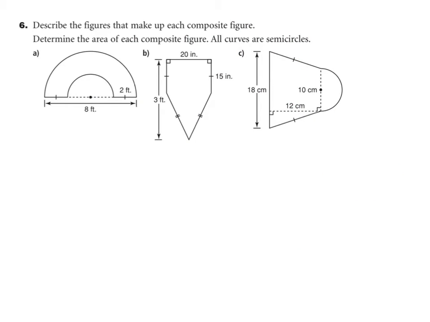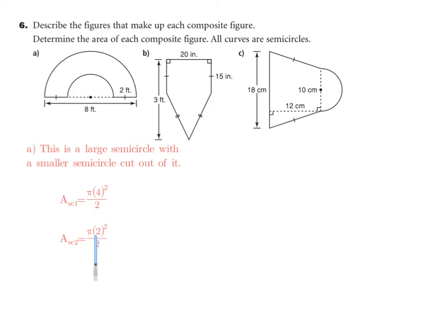All right, 6A. This is a semicircle with another semicircle cut out of it. The area of each circle is pi r squared, so each semicircle is pi r squared divided by 2. So plug that into a calculator. The top one gives you 25.1 approximately. The bottom one gives you about 6.3, and if you do a simple subtraction, you get the total area is approximately 18.8, and that is in feet squared, so therefore the area of the shape is approximately 18.8 feet squared. Alright, let's go to part B.